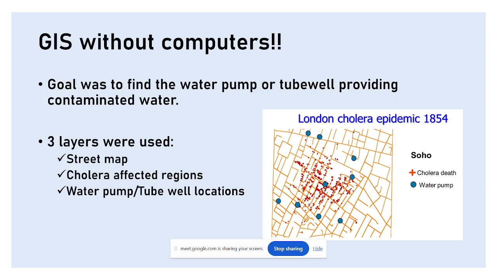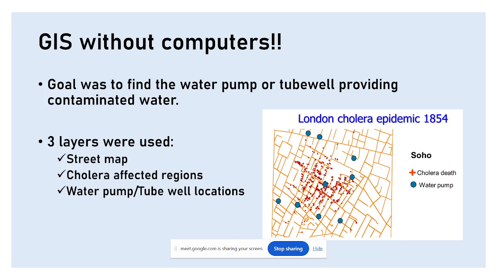But if you look at a wholesome approach, from an aerial view kind of thing, what you're doing is you have the street map. So these lines are the street map. Then you have the water pump locations. Then you have the cholera deaths.